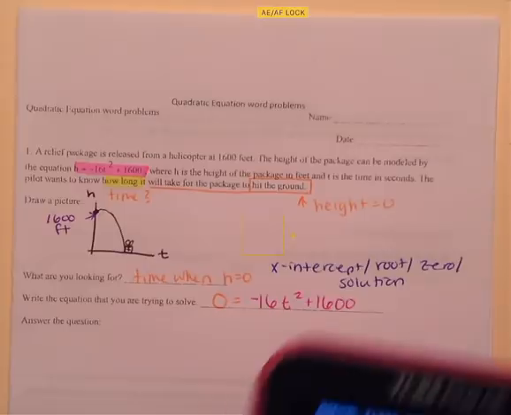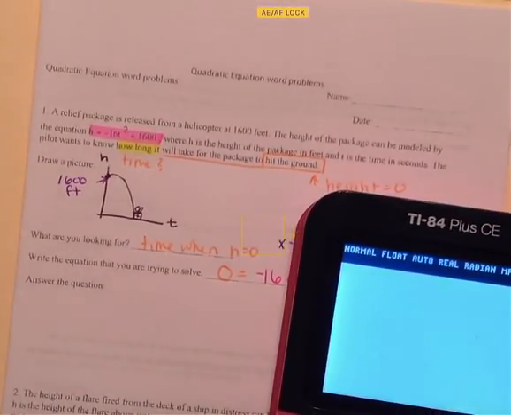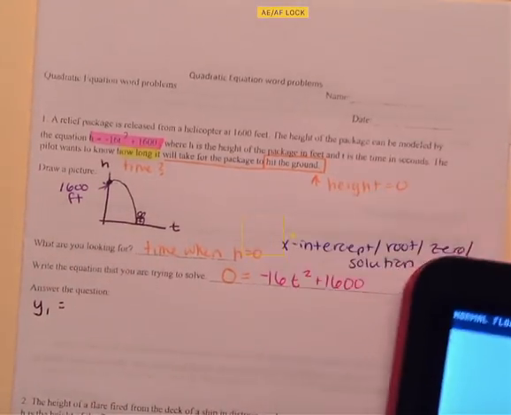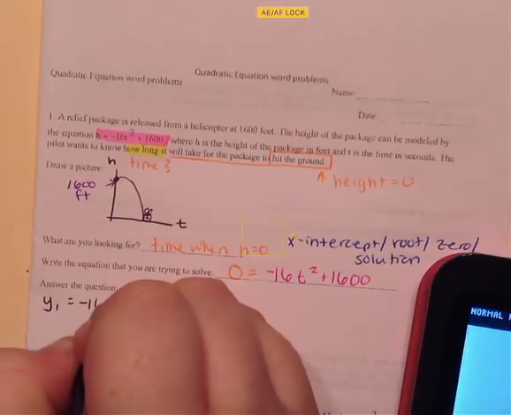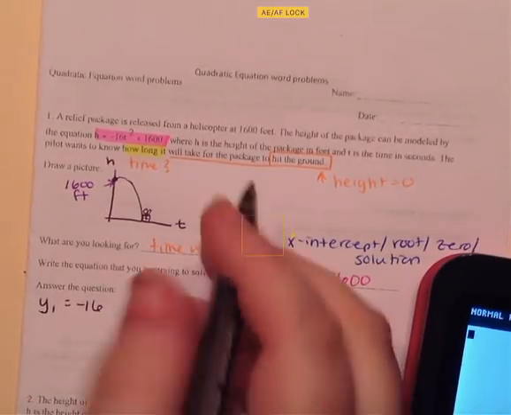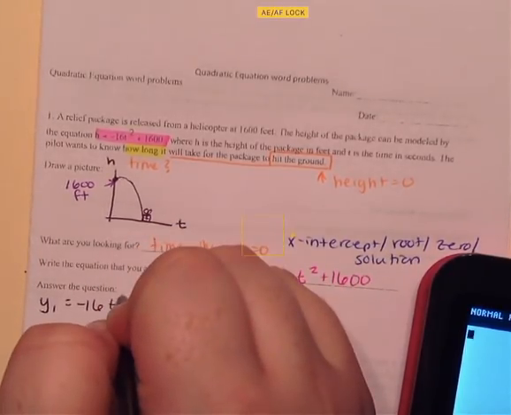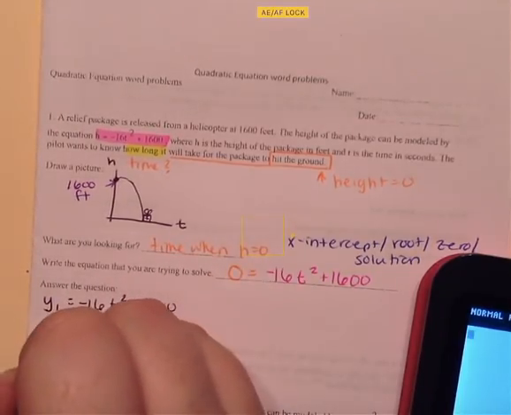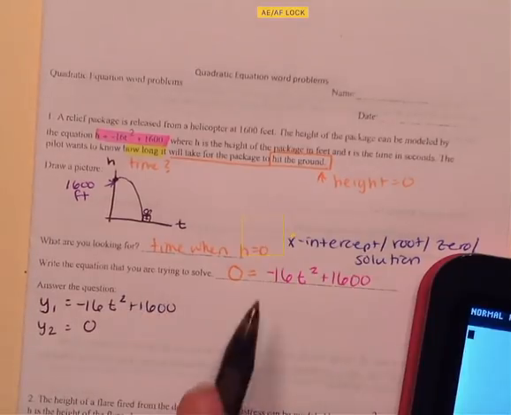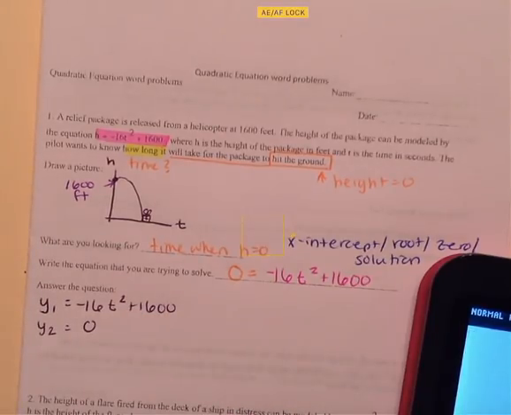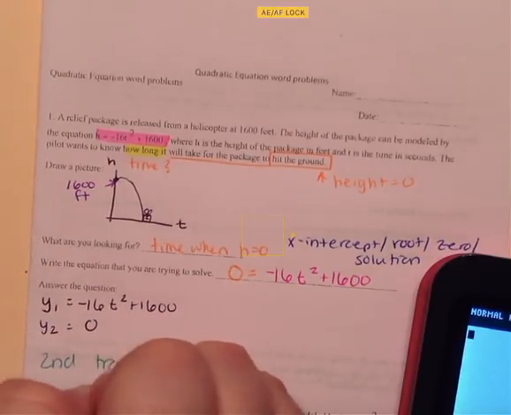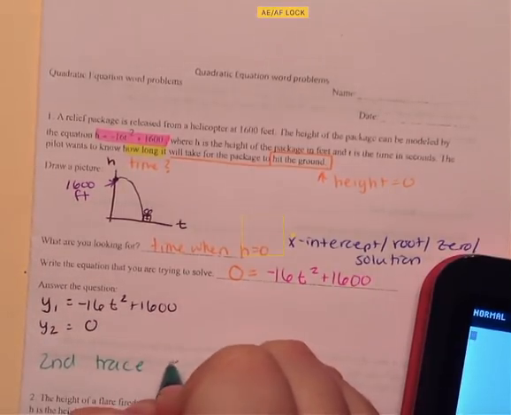So what I do is I put my original equation in y1, which is negative 16, and this time, since we're using t, that's really still going to be our x, plus 1600. Then on y2, we're going to put 0 because we want to find where they intersect. So we'll do our second trace, and we want to find where they intersect, 5.